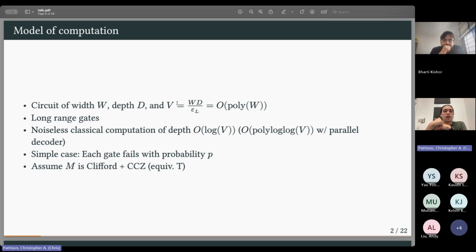I'm also going to assume that I have some noiseless classical computation that's of very short depth. I'm going to assume I'm allowed, every layer of quantum gates, some very short layer of classical computation. Then you can think of it as every gate failing with probability p. Let's assume that the circuit that I want to simulate is just Clifford plus T, or equivalently Clifford plus CCZ. Equivalently, you can use T, but for reasons that will appear much later, CCZ is just a lot easier to think about.